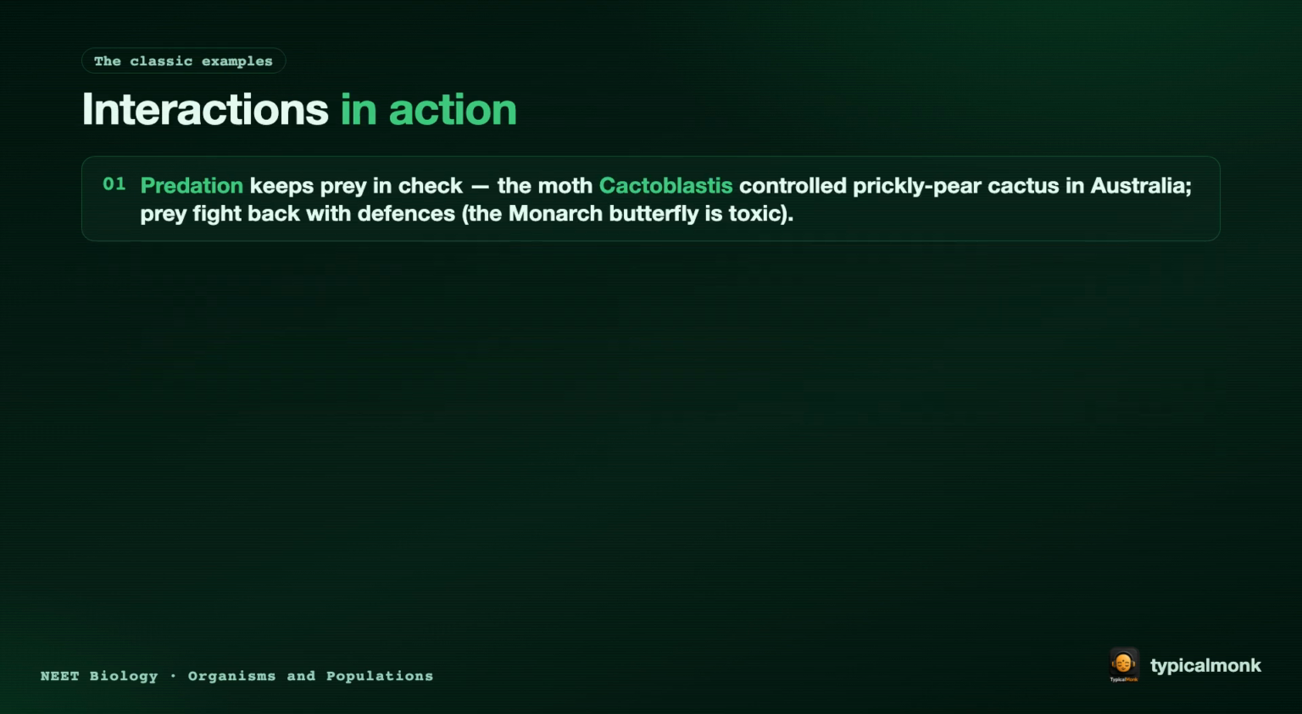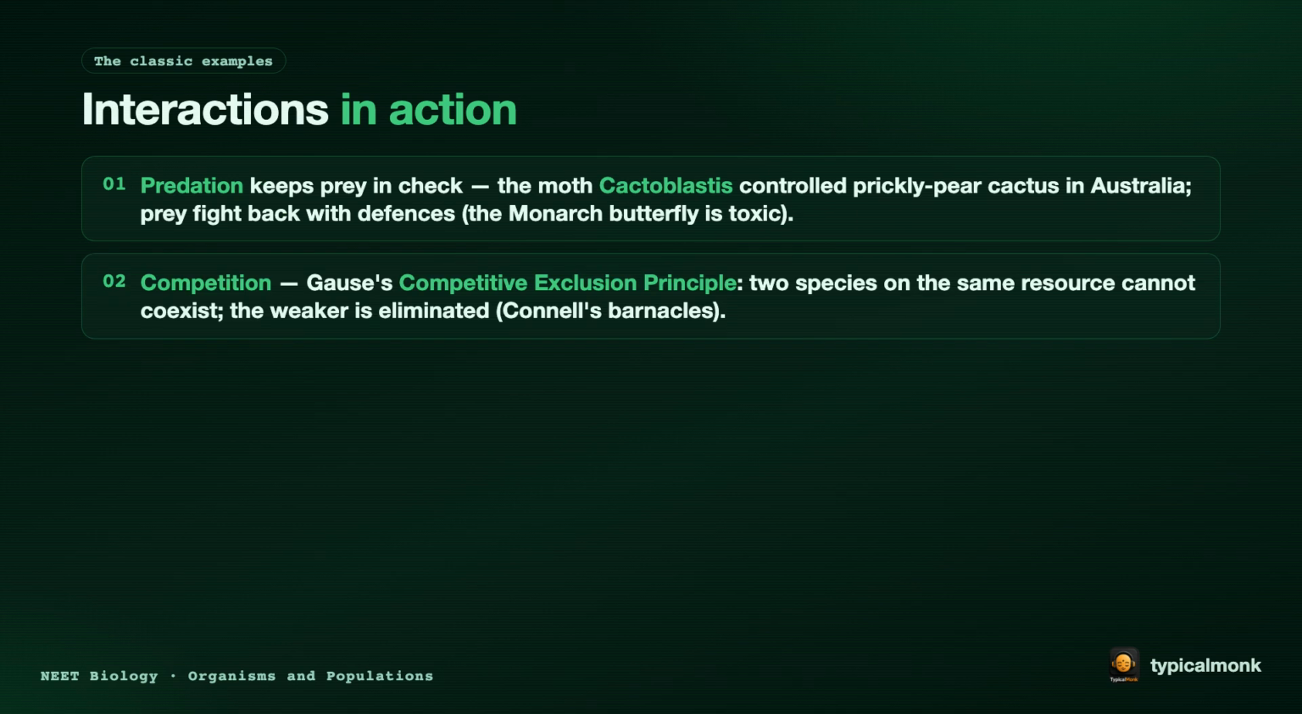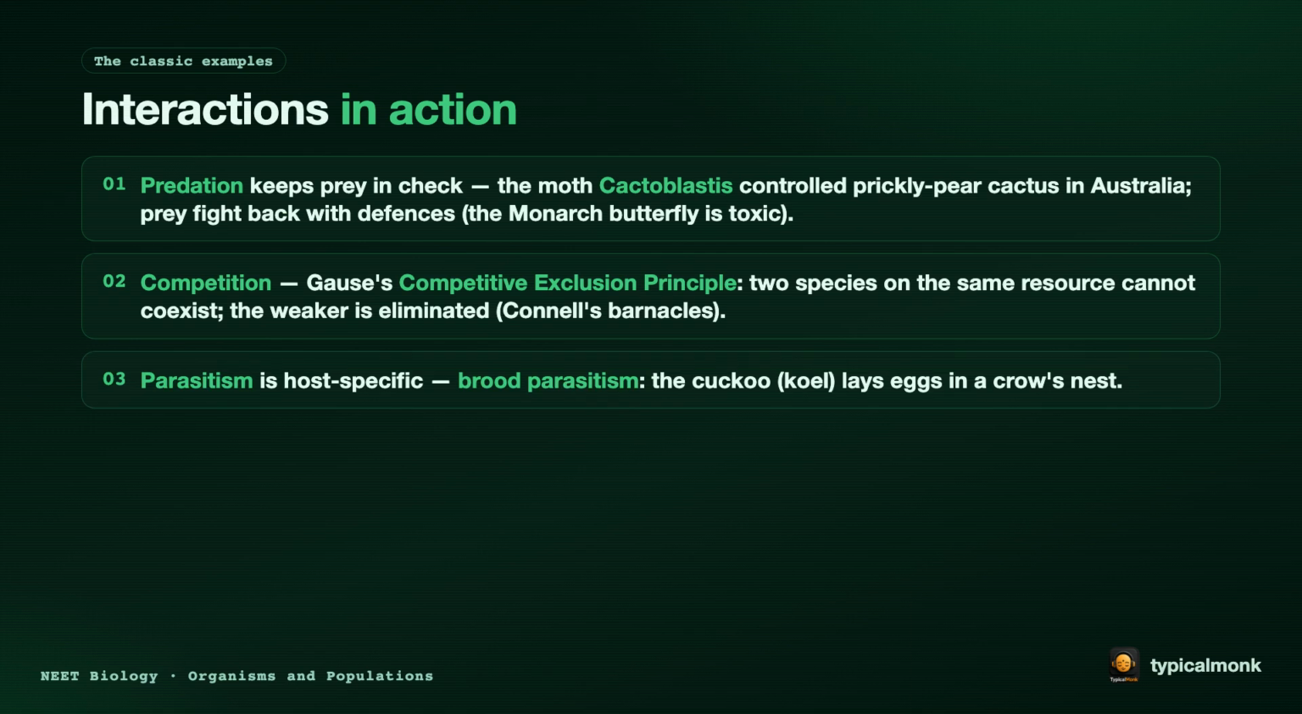Now the same relationships with real examples. Predation keeps prey in check. The moth Cactoblastis controls the prickly pear cactus in Australia, and prey fight back with defenses, as the monarch butterfly is toxic. Competition, Gause's competitive exclusion principle, says 2 species on the same resource cannot coexist. The weaker one is eliminated, as seen in Connell's barnacles.